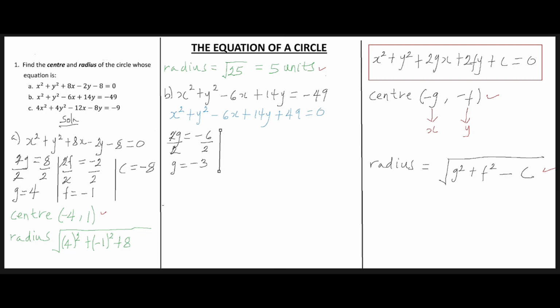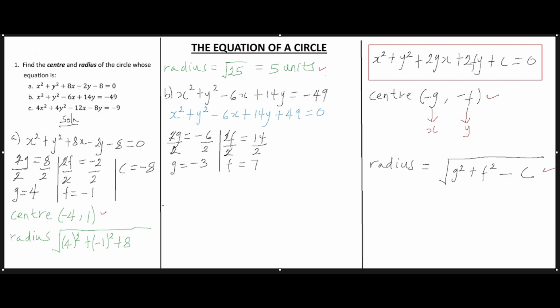Next, in the general equation of a circle, the coefficient of y is 2f. And again, in circle B, the coefficient of y is 14. Since we are looking for f, we can divide both sides by 2. So our f here is 7.